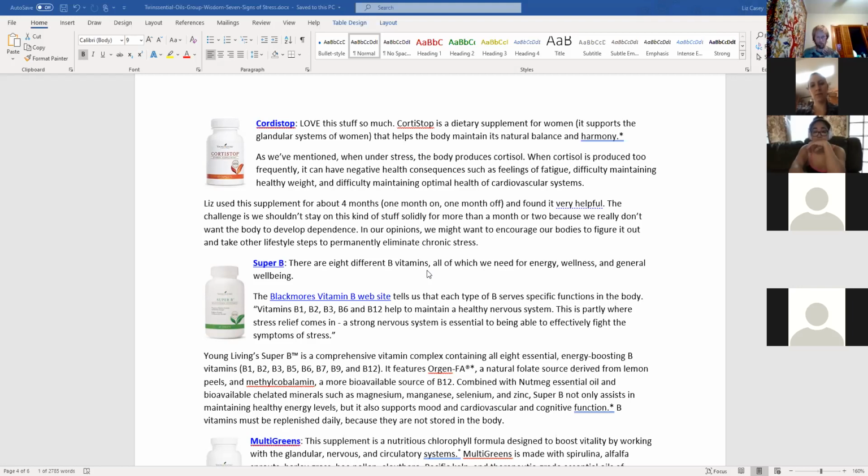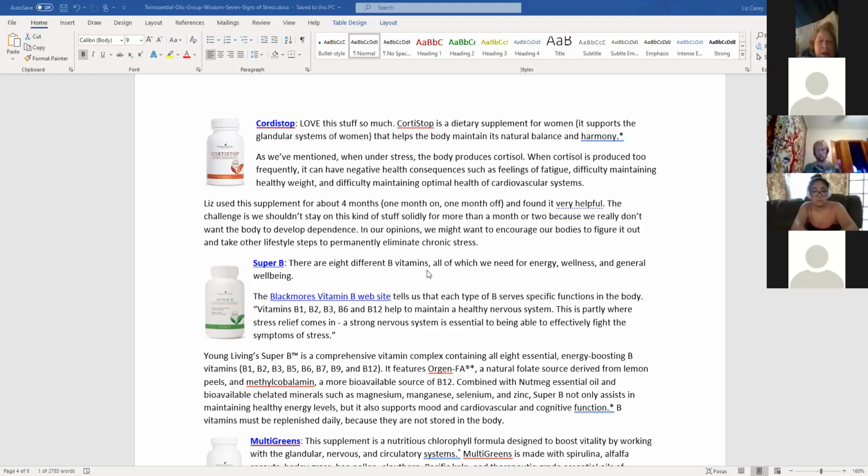It also contains nutmeg, which is awesome for our adrenals, way awesome for endocrine. I take drops of nutmeg in my mud water every morning, religiously, love nutmeg. And in fact, Kayo's the beauty that told me about nutmeg to help with the endocrine system, because I got stress issues. Also, this formula contains bioavailable chelated minerals: magnesium, manganese, selenium, and zinc. And it assists with maintaining healthy energy levels, but also supports mood, cardiovascular wellness, and cognitive function.